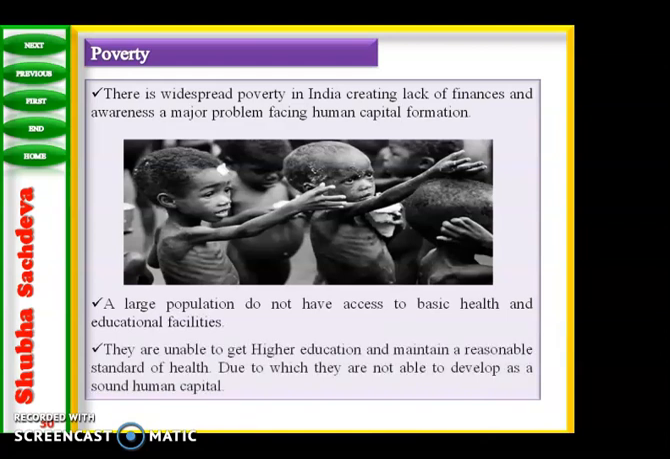A large population does not have access to basic health and educational facilities. They are not able to get proper health facilities, proper water, proper sanitation facilities. They are unable to get higher education and maintain a reasonable standard of health, due to which they are not able to develop as a sound human capital. अच्छी ह्यूमन कैपिटल की तरह ये लोग नहीं बन पाते, क्योंकि इनको हायर एजुकेशन लेने में दिक्कत होती है, अच्छी हेल्थ नहीं मिलती है, जिस वजह से ये एक अच्छी ह्यूमन कैपिटल की तरह काम नहीं कर पाते. So these were the problems facing human capital formation.